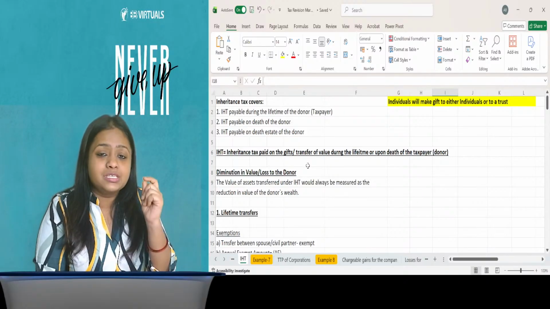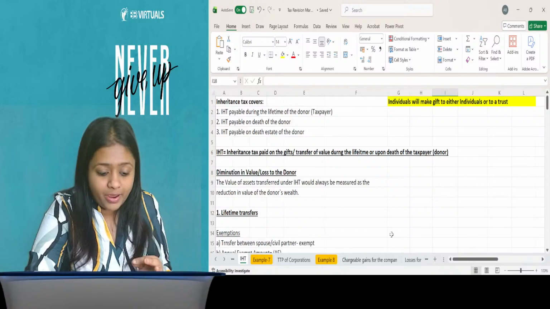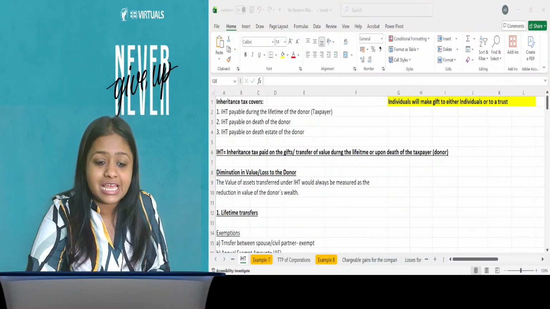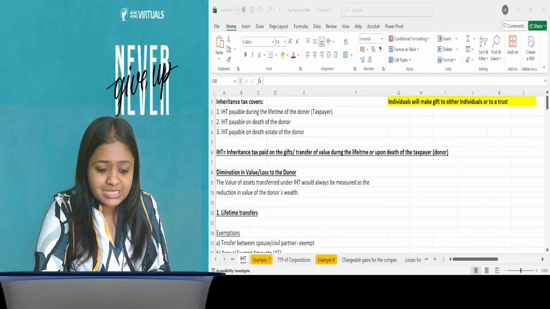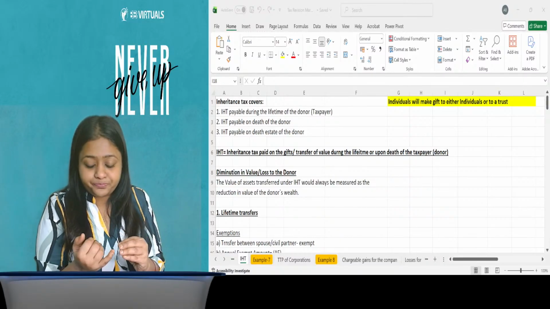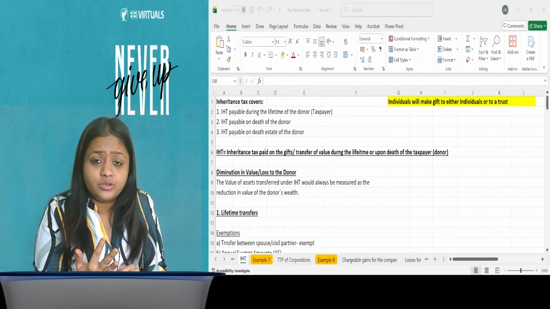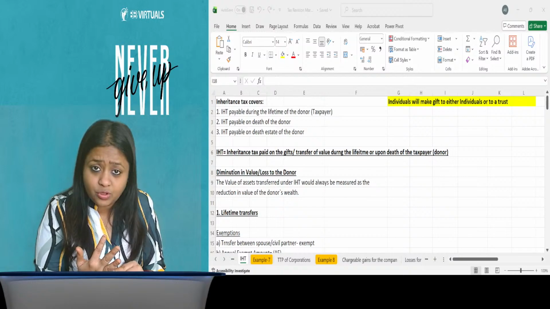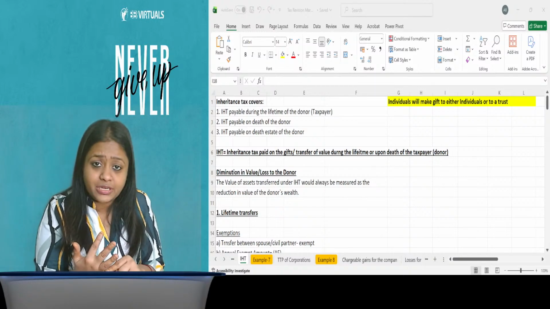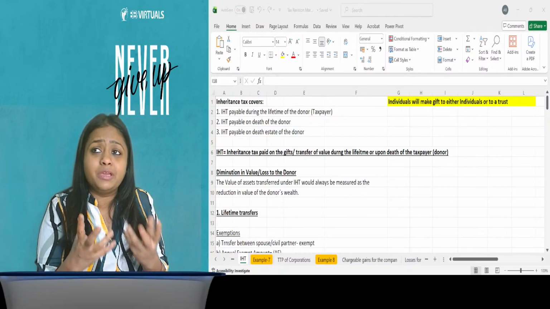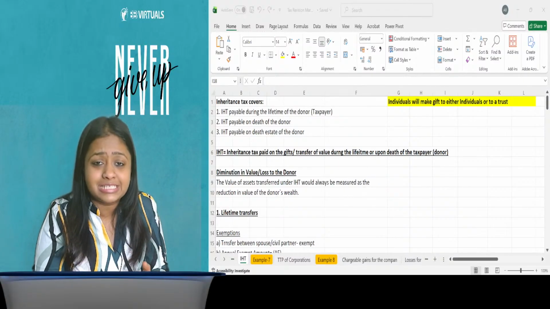Now, first point, inheritance tax will apply when? So it is applicable at 3 instances. And which are the 3 instances? The first instance is at the time of lifetime of the donor, and at the time of death of the donor, and at the time of death only we will have 2 times taxes calculated. Okay, now first let me give you a background about what is inheritance tax.